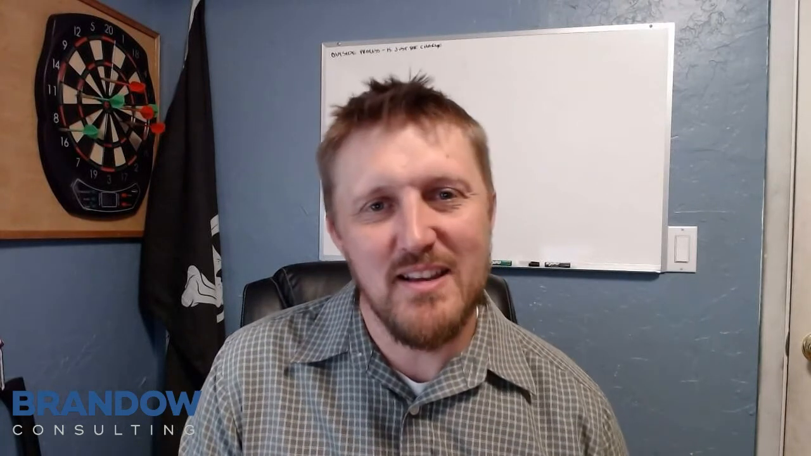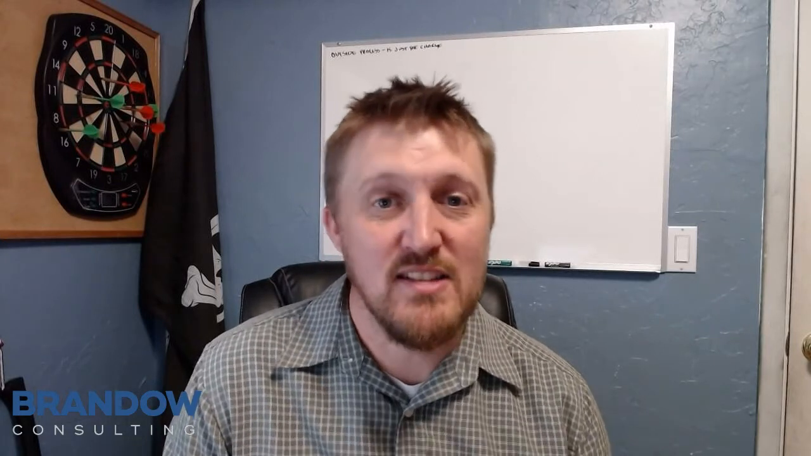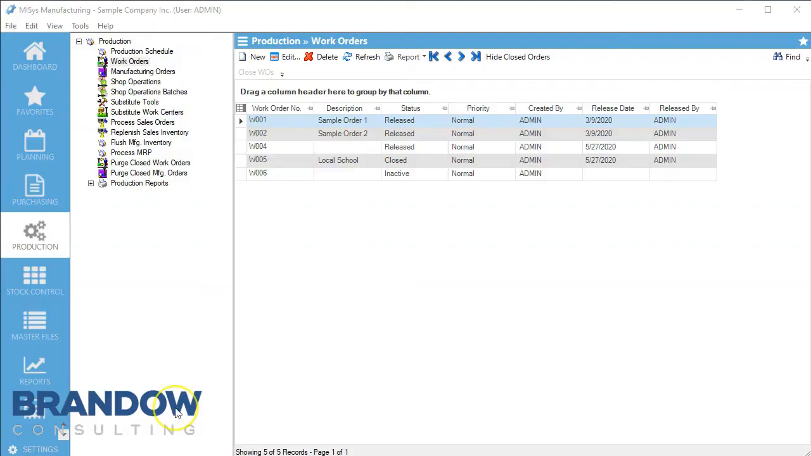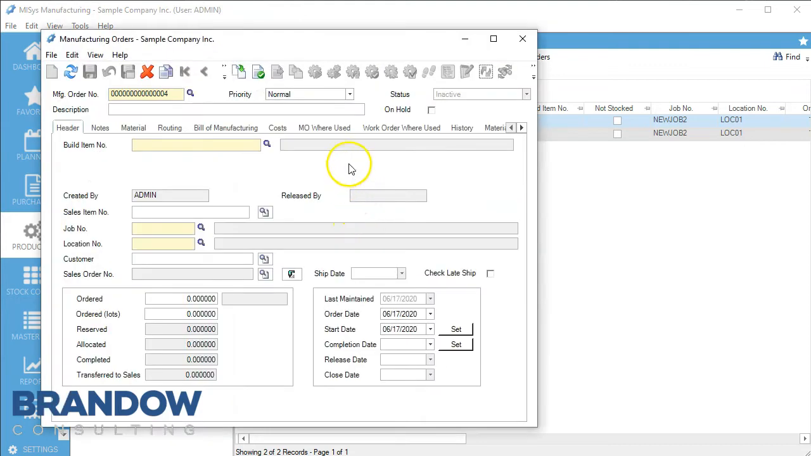Today we're going to be talking about the differences between a work order and a manufacturing order. It's a question that's asked all the time. A question that gets asked a lot is, what's the difference between a work order and a manufacturing order? And simply put, there are some similarities and there are some differences. The way that they're similar is they are both a production order, and they both consume components, and they're both based on BOMs. With that said, that's about where their similarities end.